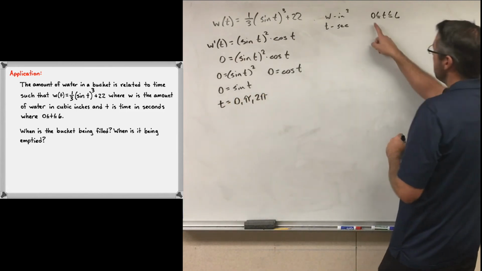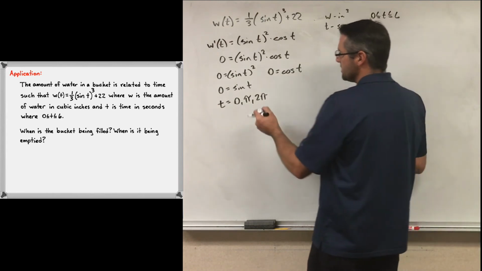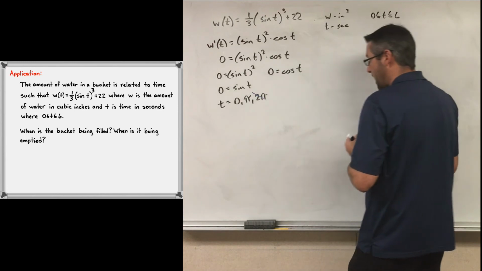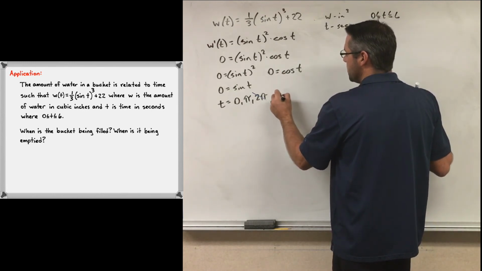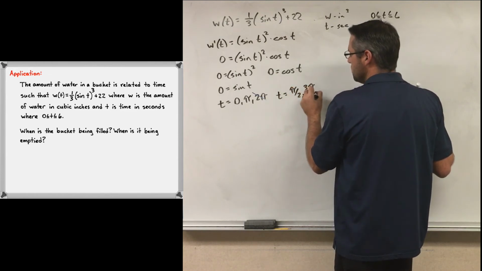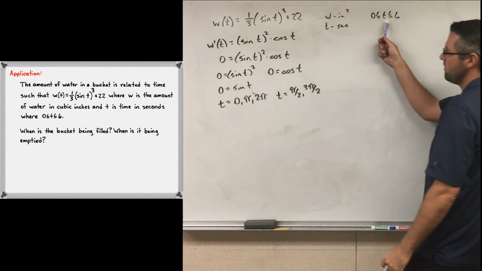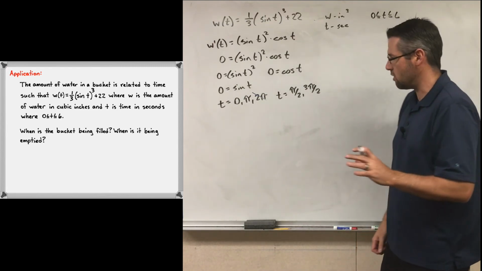And then looking at our interval that we're focusing on, it's only from 0 to 6. 2 pi is 6.2 something, so we can ignore that one. And then when does cosine equal 0? Cosine equals 0 when t equals pi over 2, 3 pi over 2. Those are going to be the only two that are in that domain there, okay? So now I know when the derivative is equal to 0.